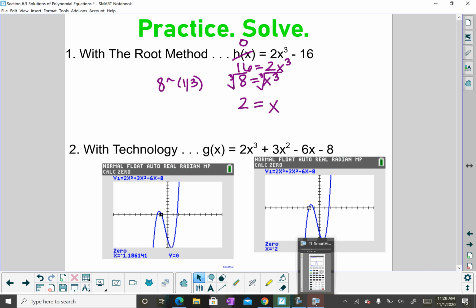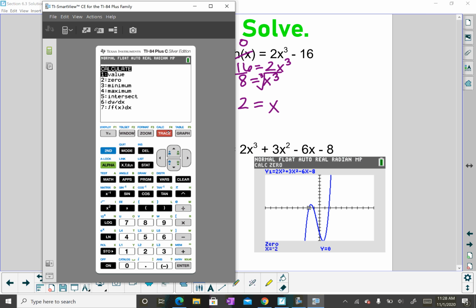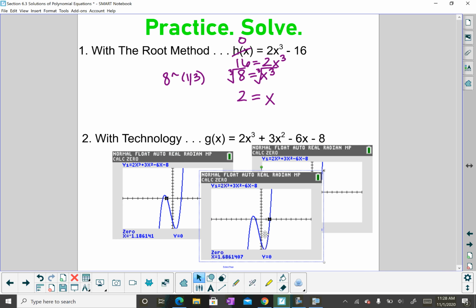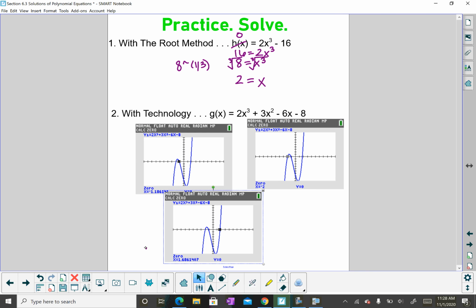And then let's do it one more time for that last 0 on the right. Second trace, number 2 for 0. This one looks like it's somewhere between 1 and 2. So I'm just going to choose left bound 1, right bound 2, and guess, and I get about 1.686. We'll drag that guy down and add it to our list. So 3 solutions here are -2, -1.186, and 1.686.